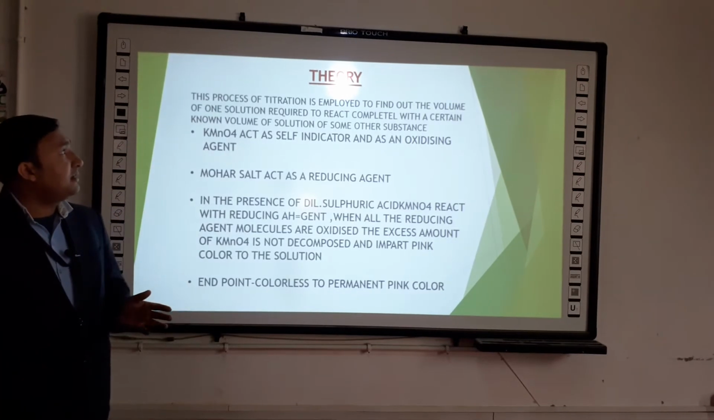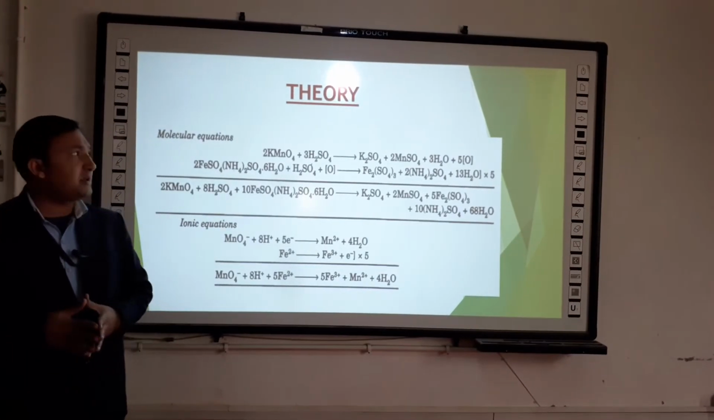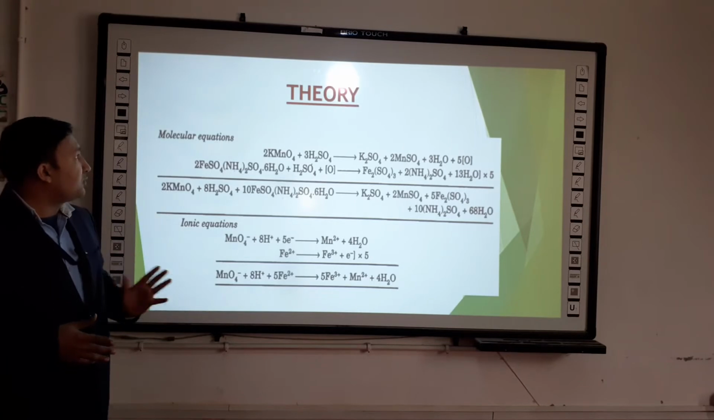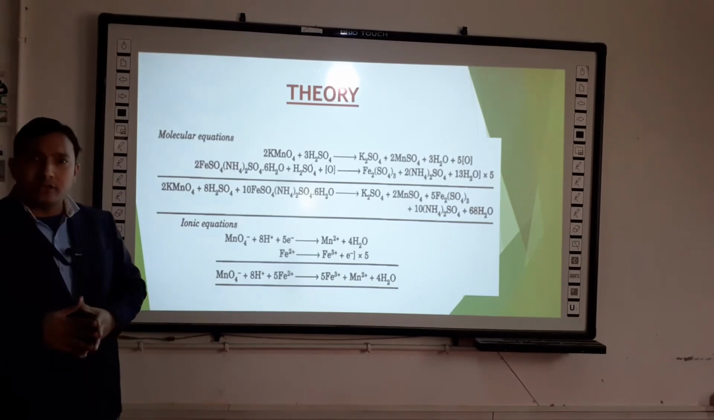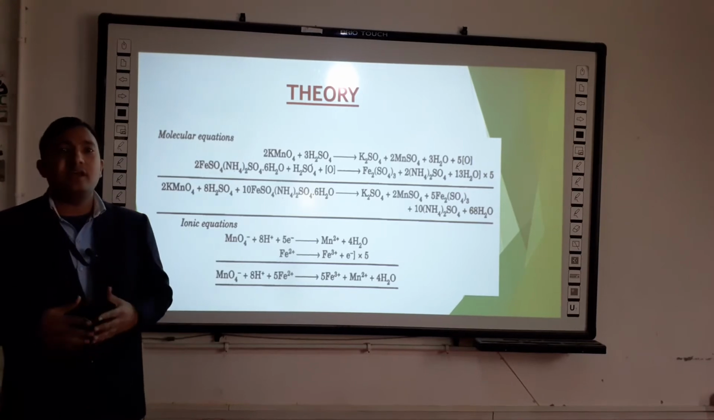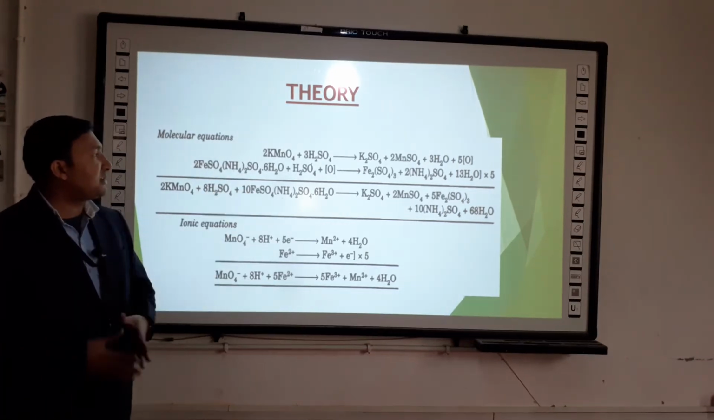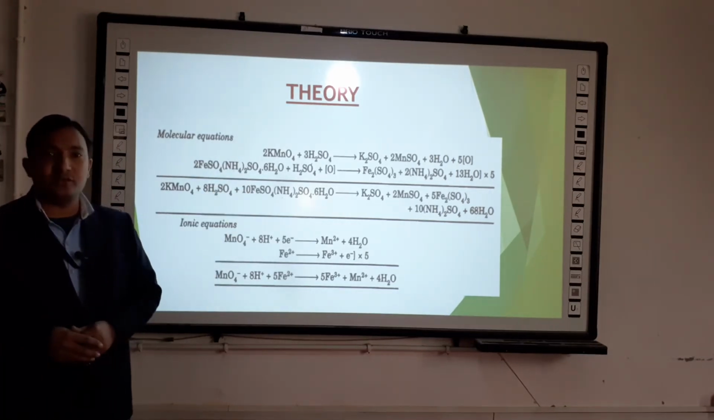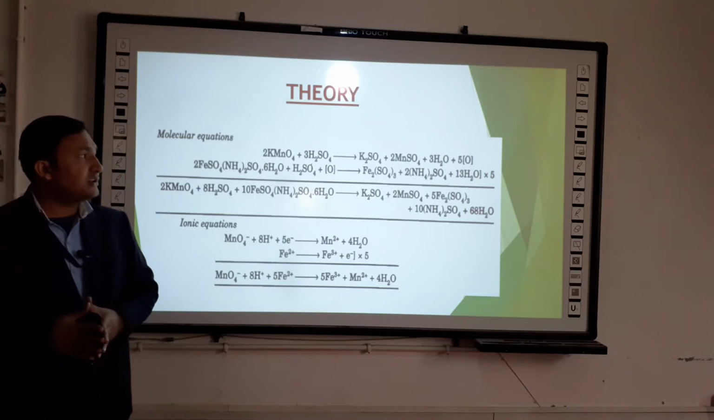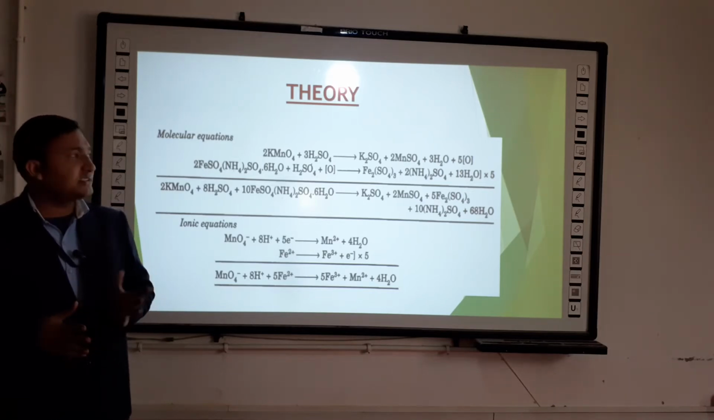So for the next one, we are going to discuss the chemical reaction of this particular experiment. The reactions are of two types over here. The first one is a molecular equation, and the second one is an ionic equation. As we know, we have the unknown solution of KMnO4, and we are adding some amount of sulfuric acid. So the reaction will proceed as 2KMnO4 plus 3H2SO4 going to K2SO4 plus MnSO4 plus 3H2O, and it will give you nascent oxygen.